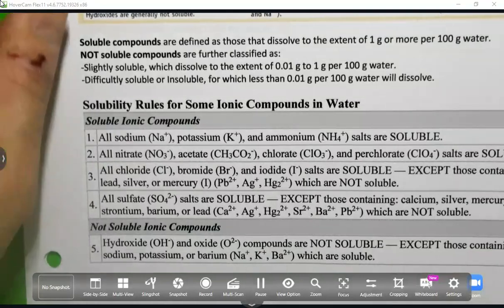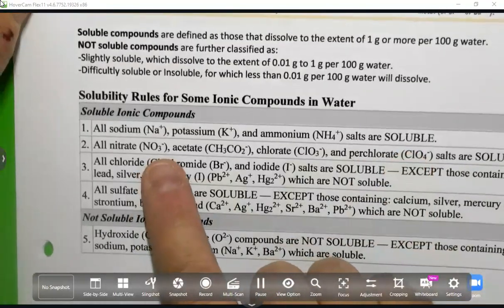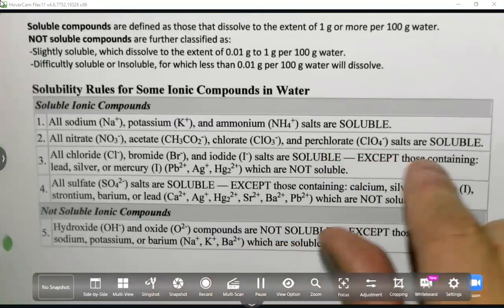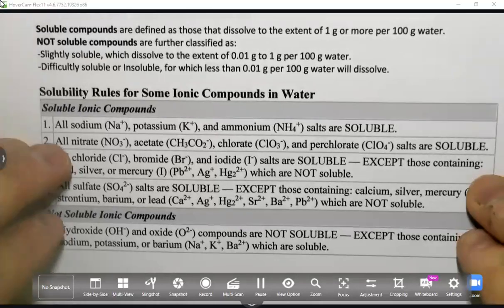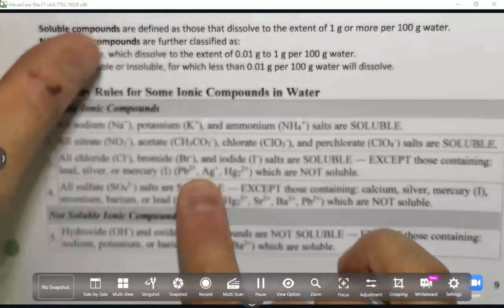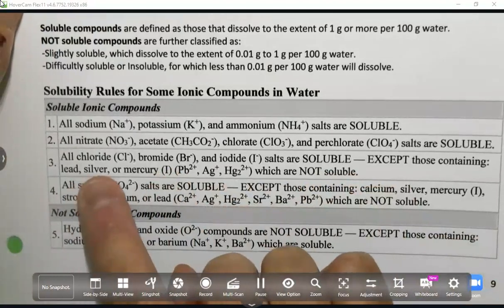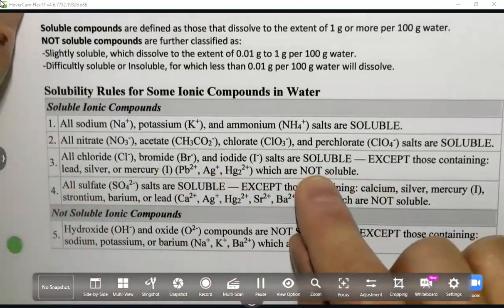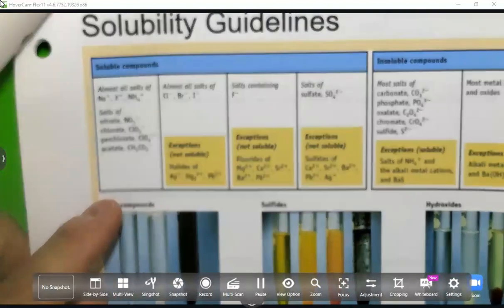So there's this chart. Sodium, potassium, ammonium compounds are soluble. All nitrates, acetates, chlorates, perchlorates, salts are soluble. This is directly from, I think this was OWL or the textbook. And then you've got chlorides, bromides, iodides are soluble, except those containing lead, silver, mercury 1, which are not soluble. All sulfates are soluble, but there's always these exceptions, right? So therefore, here's some more of the exceptions up above.